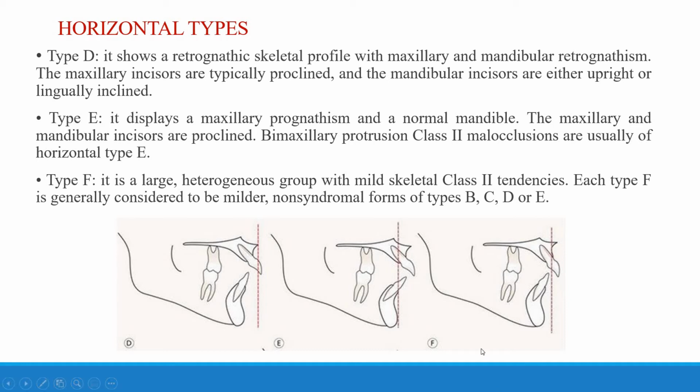Type F that we have here is a large heterogeneous group with mild skeletal class 2 tendencies. Type F is generally considered to be a milder, non-syndromal form of types B, C, D, or E.